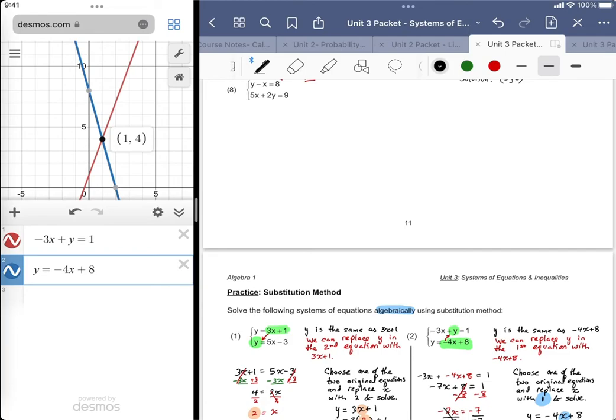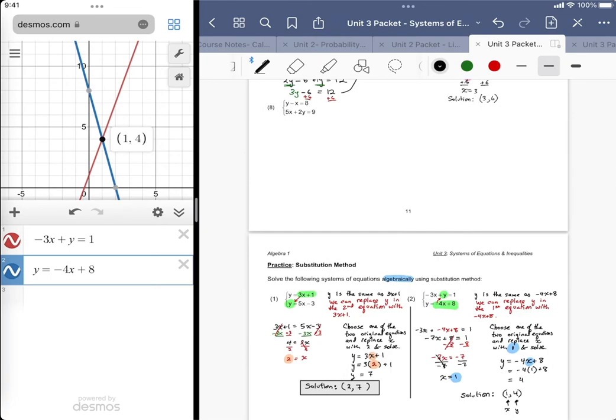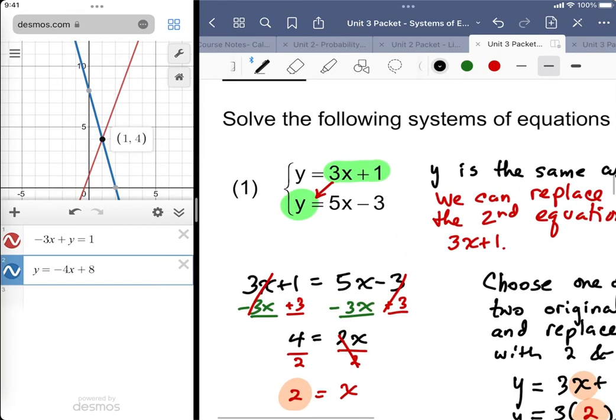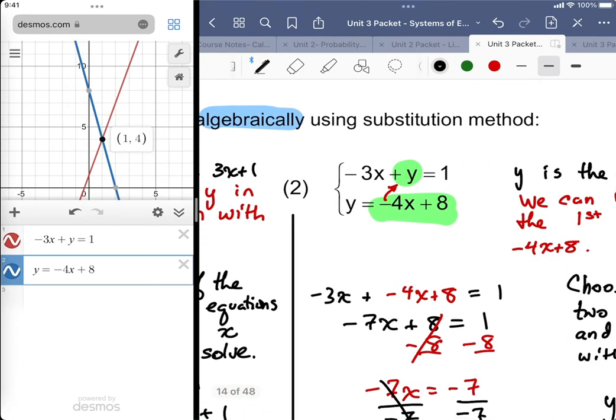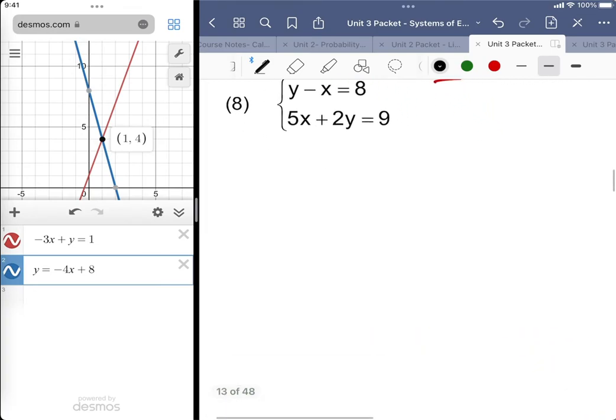All right, but this is an instance, if you look at number 8, where neither of the equations are solved for y in terms of x or x in terms of y. You see, it's zoomed out big time, but in the case of number 1, we had y alone at least once, in this case twice. Here we had y alone. But in this one, we have nothing alone. We don't have a y alone, we don't have an x alone.